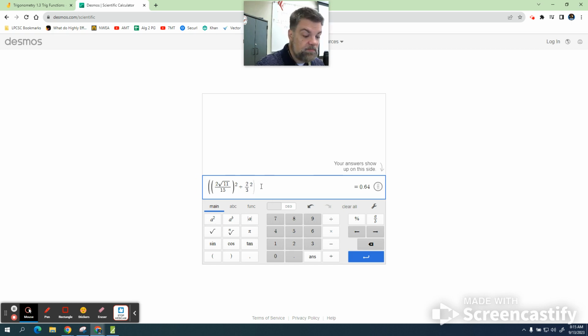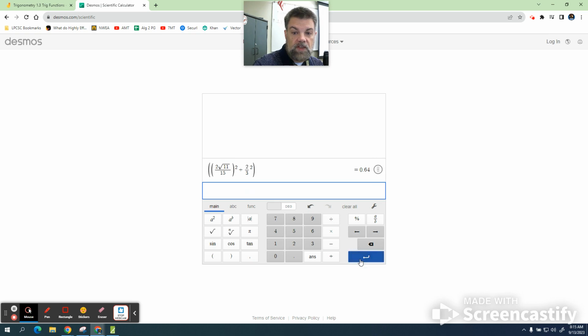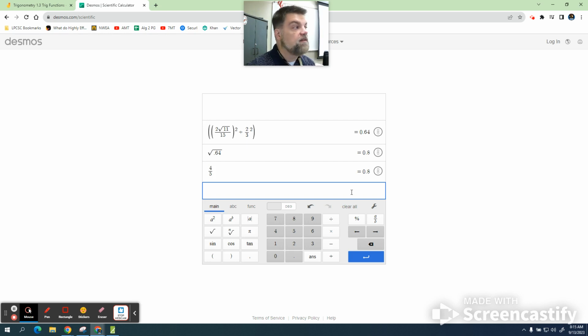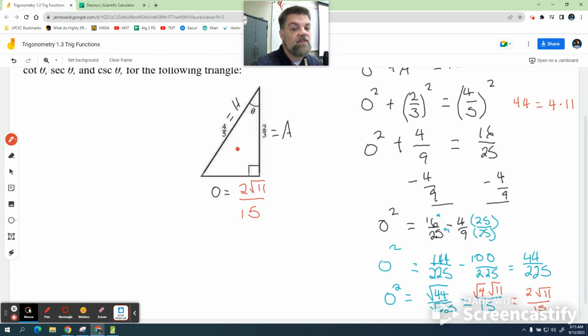This is the hard part. And right here, I'm going to take the square root of that. Well, maybe not. Let me just do the math on this. So I'm going to hit enter. Okay. And I get 0.64. So now I'm going to take the square root of 0.64. And I get 0.8. Now you don't know this, but 4 divided by 5 is actually 0.8. So I did all that just to double check my math to make sure my math is right. That's the hard part. So my math is right, even though it looks very complicated.